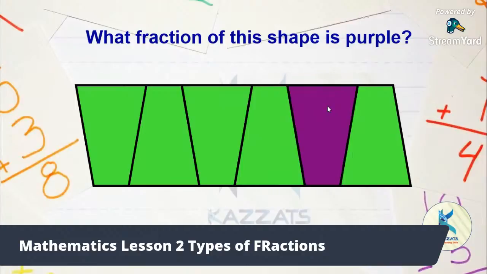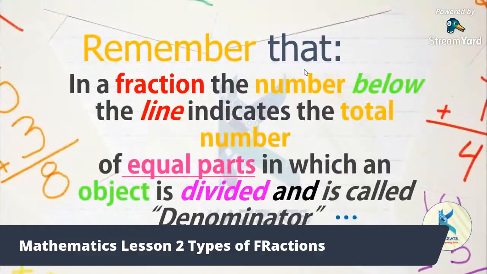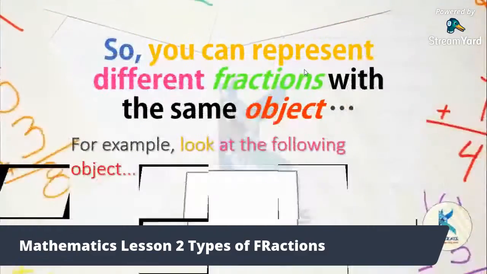Okay, this is another shape and we want the fraction of purple. Purple is 1 and total shapes are 1, 2, 3, 4, 5, 6. So 1 over 6 is purple. Please remember that in a fraction, the number above the line indicates the number of parts selected in that object and is called the numerator. And the number below the line indicates the total number of equal parts in which an object is divided and is called the denominator.